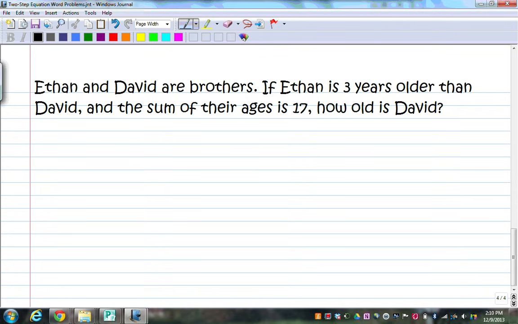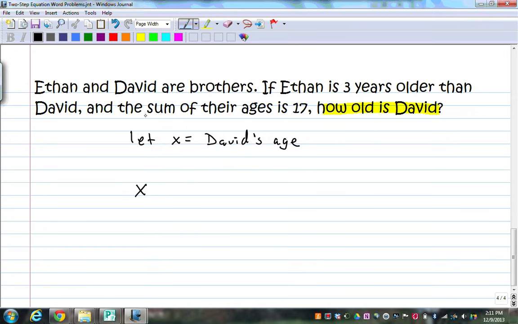Okay, this one, what we're trying to solve is right here. How old is David? So that would be my let statement. Let x equal David's age. Okay? And now, the thing that we don't know is we don't know how old David is. We also don't know how old Ethan is. But we know that Ethan is 3 years older than David. So that's the key. So if we say, all right, well, this is David's age, and then we said Ethan is 3 years older.